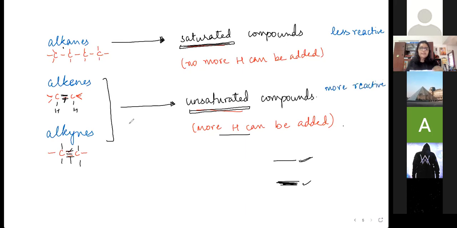So the reaction sites, like why they are more reactive, is there's a larger number of electrons here. So that attracts the positively charged things like H plus and all of those things.